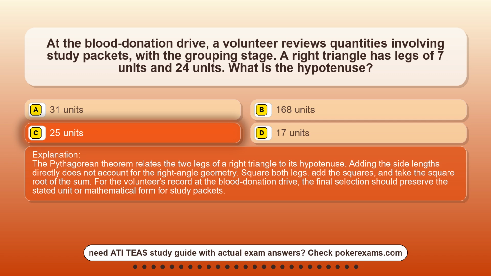The Pythagorean theorem relates the two legs of a right triangle to its hypotenuse. Adding the side lengths directly does not account for the right-angle geometry. Square both legs, add the squares, and take the square root of the sum. For the volunteer's record at the blood-donation drive, the final selection should preserve the stated unit or mathematical form for study packets.